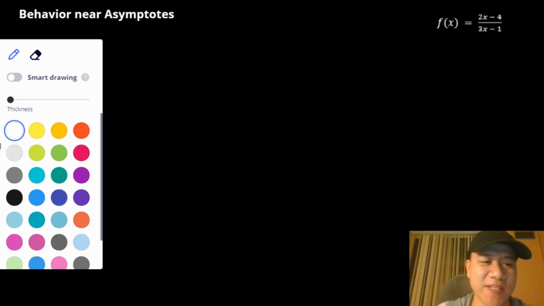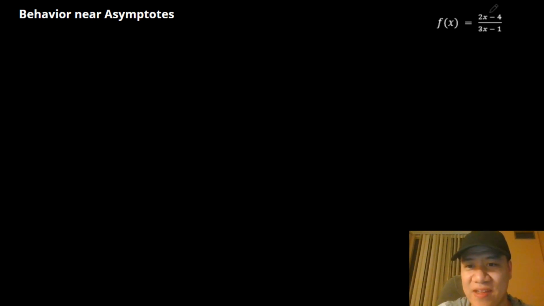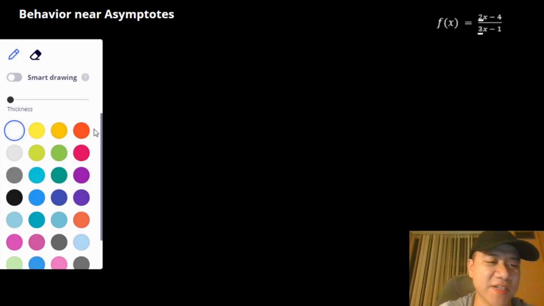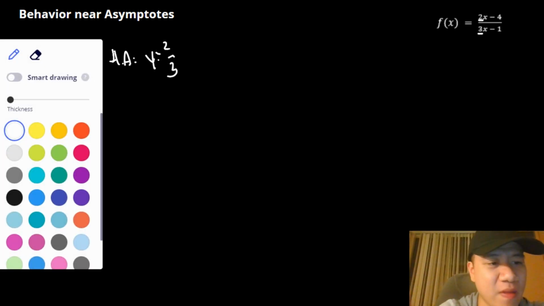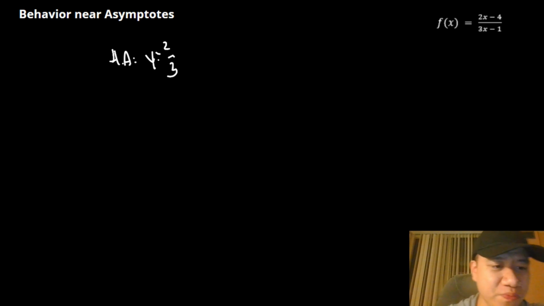So right now we can already tell, because this one is degree 1, and this one is also degree 1. Since they have the same degree, its horizontal asymptote is not going to be at 0. It's just going to be the leading coefficient, which is 2, divided by the leading coefficient of the bottom, which is 3. So our HA equals 2 over 3. Alrighty, good stuff.